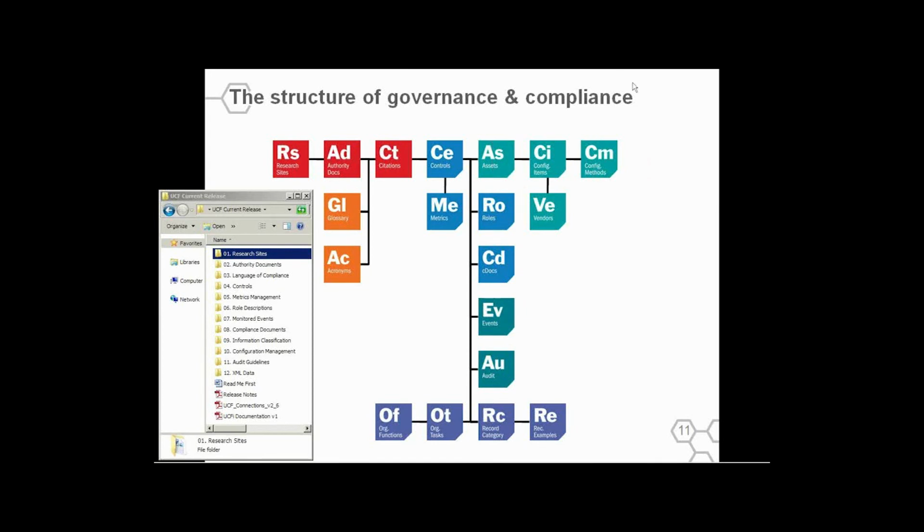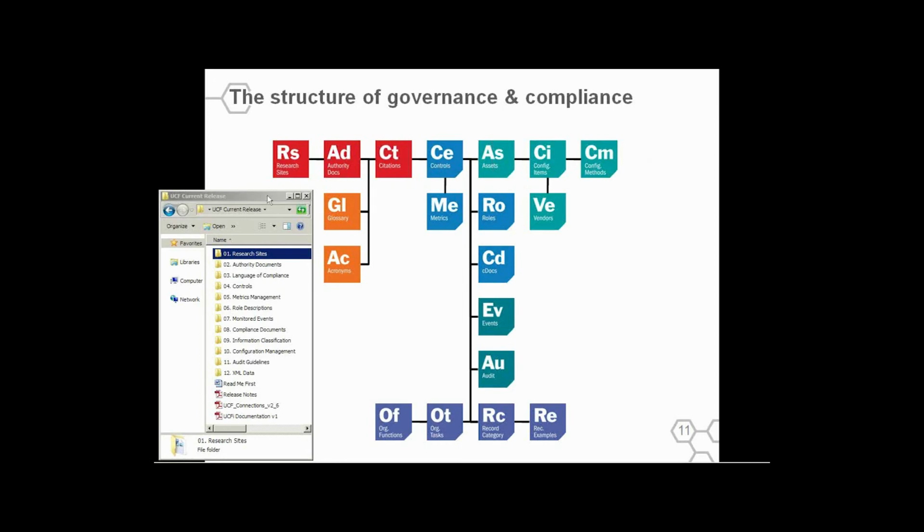We're going to go through just a couple of areas of the Unified Compliance Framework and what we deliver and how we deliver it. This is going to focus specifically on the spreadsheets, which means we're going to be focusing on the areas around authority documents, citations, and controls. So really just these three areas from the structure of governance compliance.